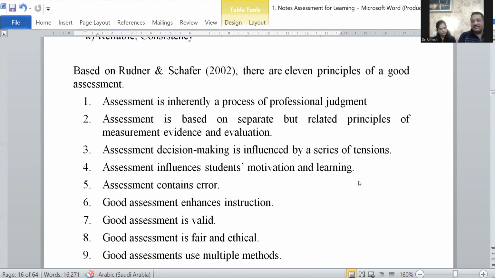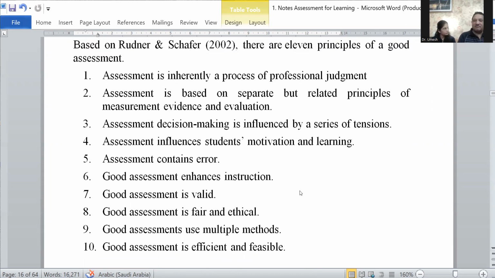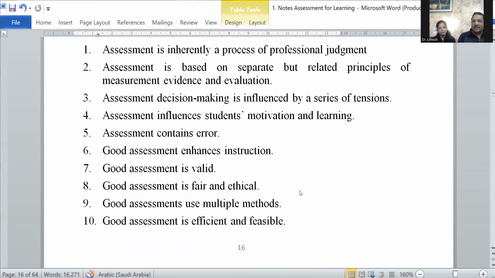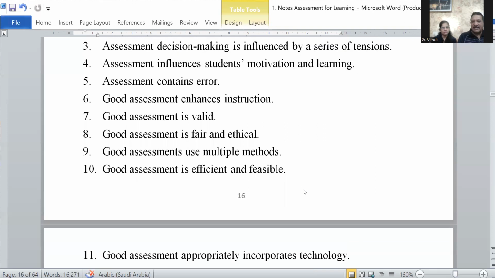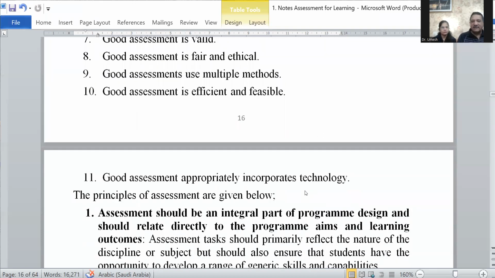Assessment contains error. ये जरूरी नहीं कि उसमें error नहीं हो. It may contain error. Good assessment enhances instruction. Good assessment is valid. Good assessment is fair and ethical. Good assessment uses multiple methods. Good assessment is efficient and feasible. Good assessment appropriately incorporates technology.